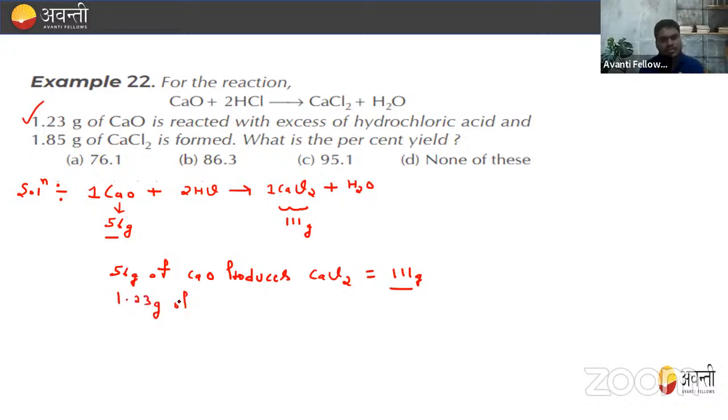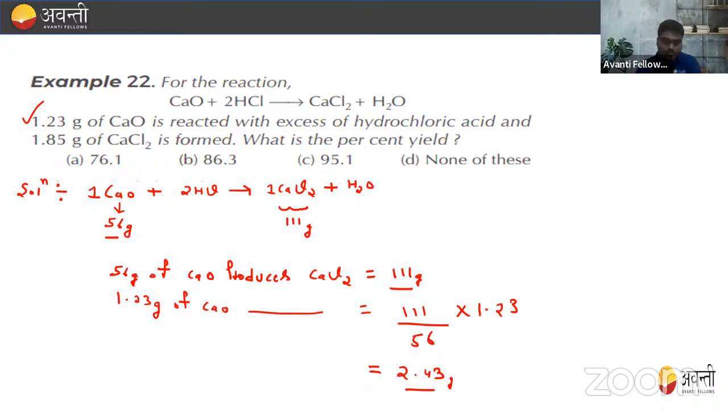So 1.23 gram of calcium oxide theoretically कितना प्रोड्यूस करना चाहिए? So अगर 56 ग्राम इतना कर रहा है तो 1 ग्राम कितना करेगा? 1 ग्राम करेगा 111 divided by 56. So 1.23 ग्राम कितना करेगा? So this is what the question is. ठीक है? So ये निकल के आ गया है 2.43 ग्राम.